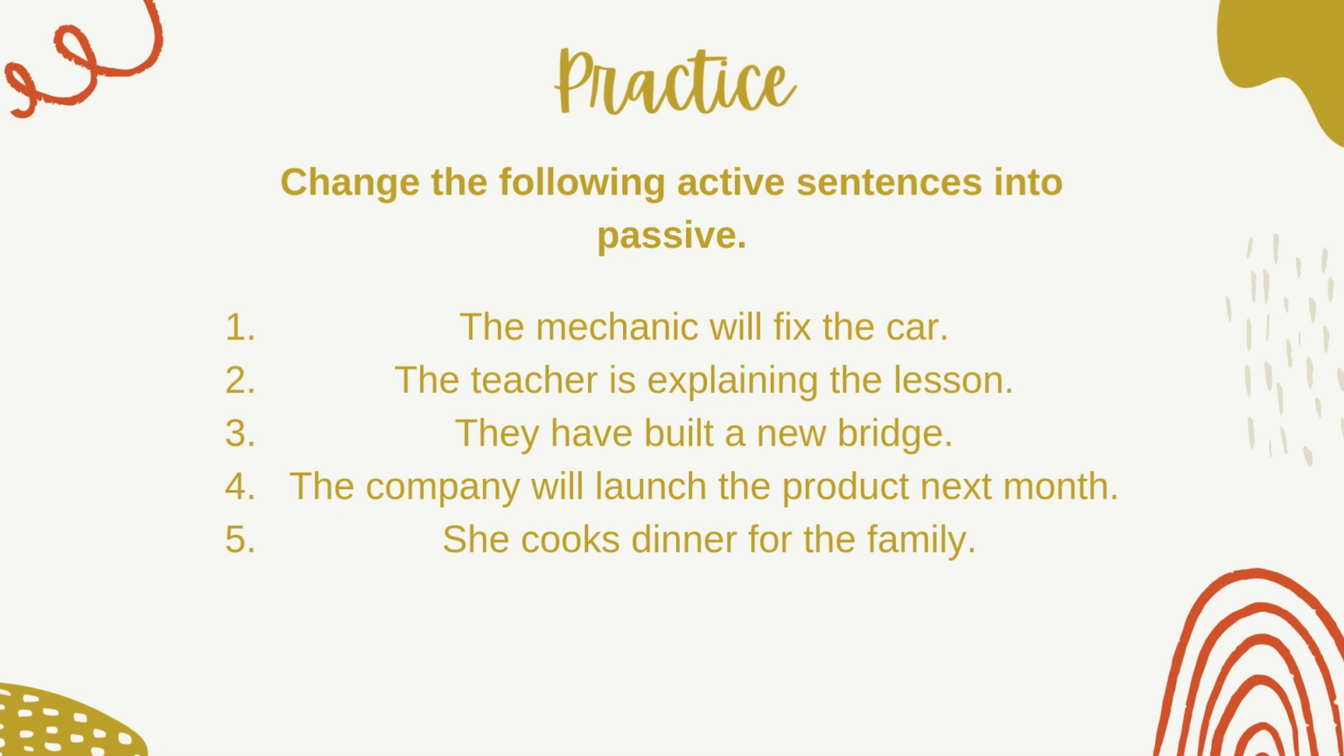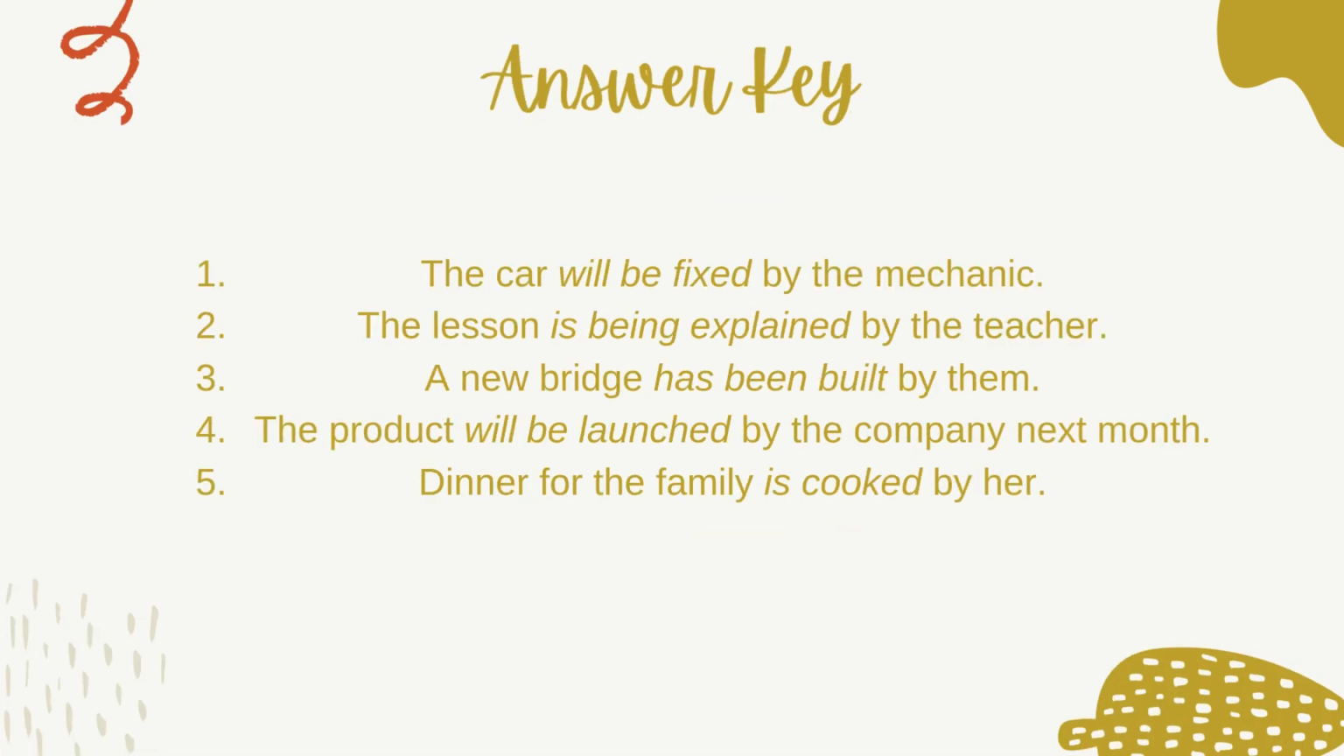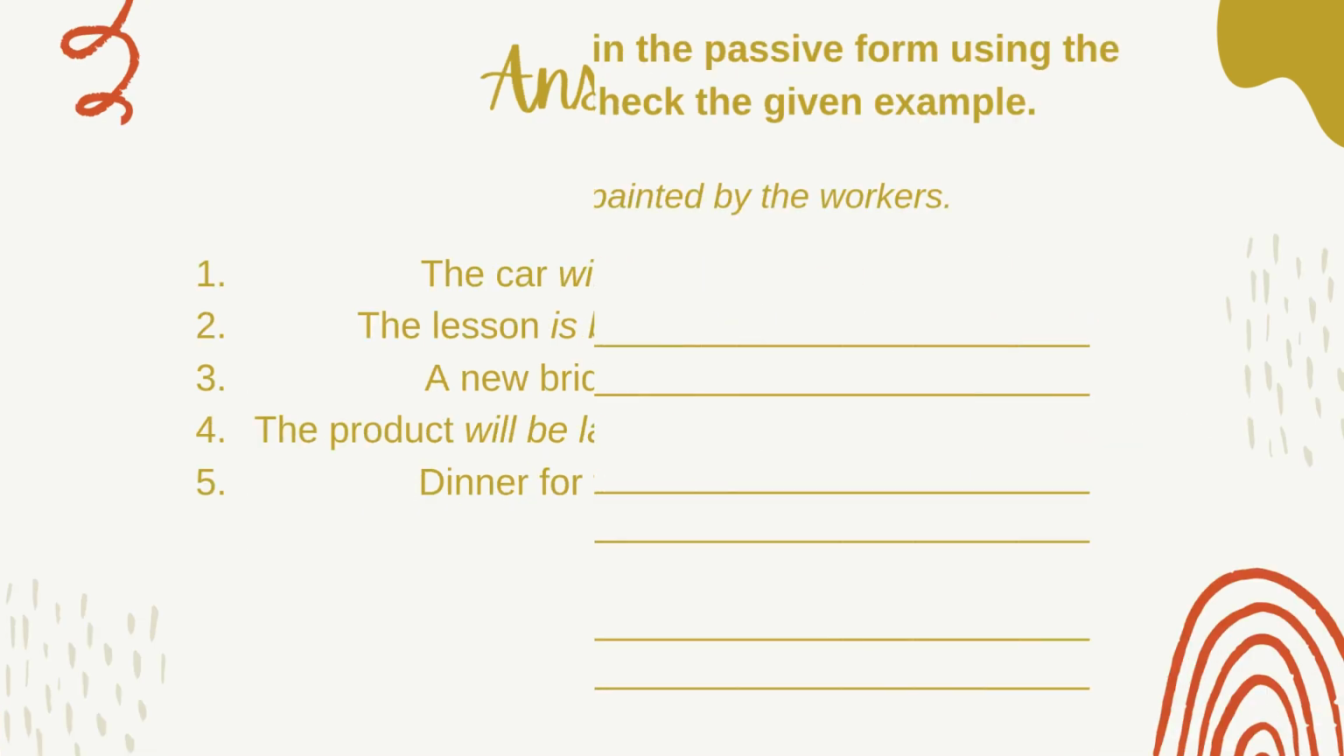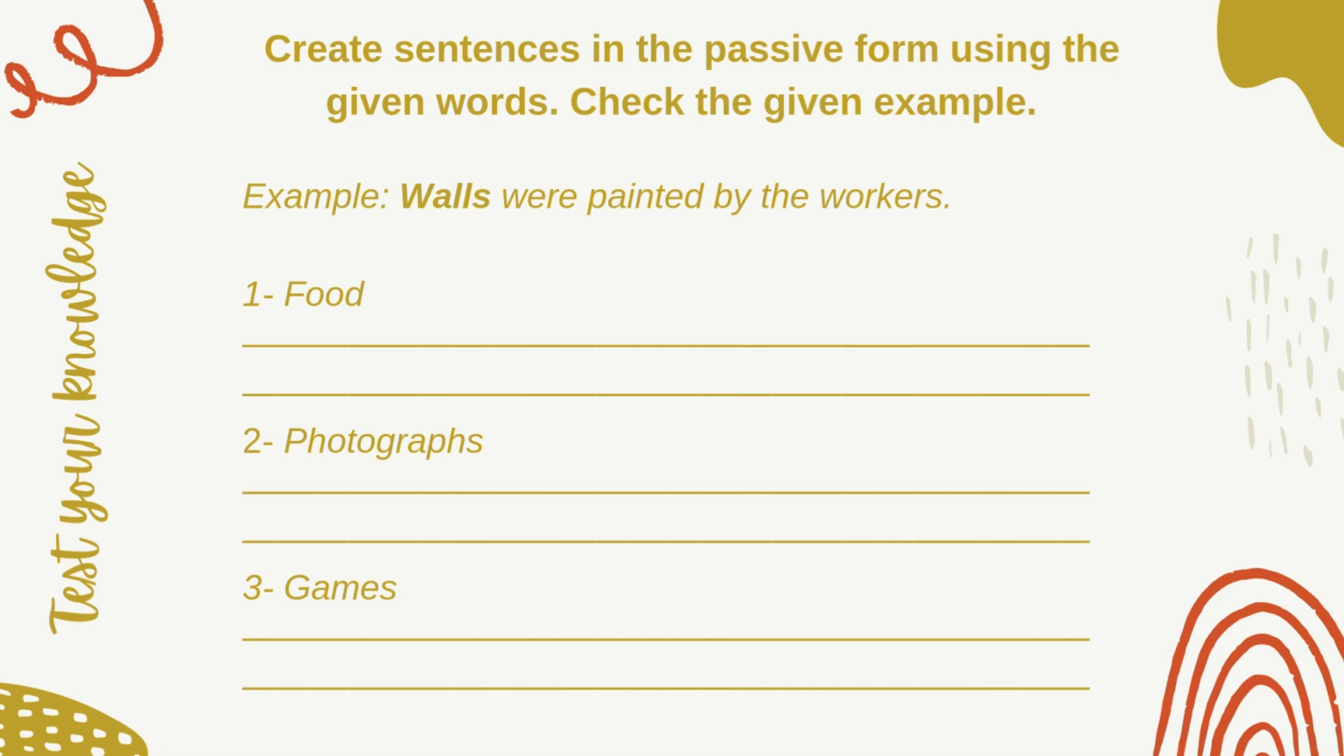The sentences that were left out are for you to solve. Numbers 2, 4, and 5. Write your answers on a notebook and then compare them to this answer key. This activity over here is for fun. Check the given example and test your knowledge.